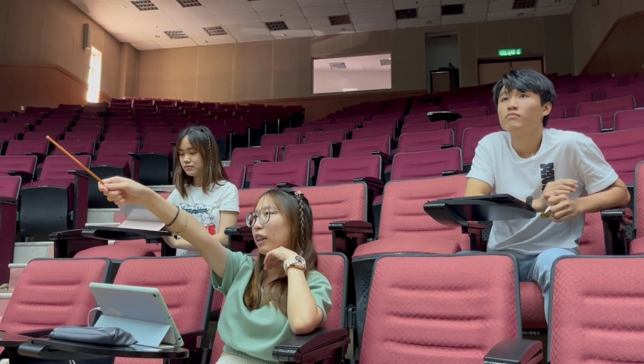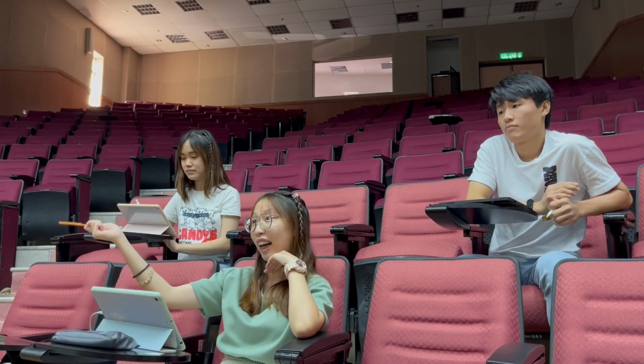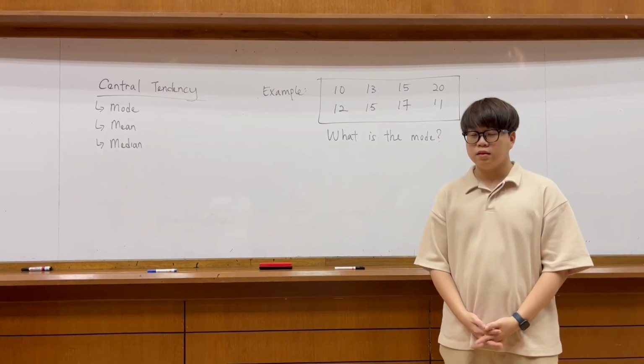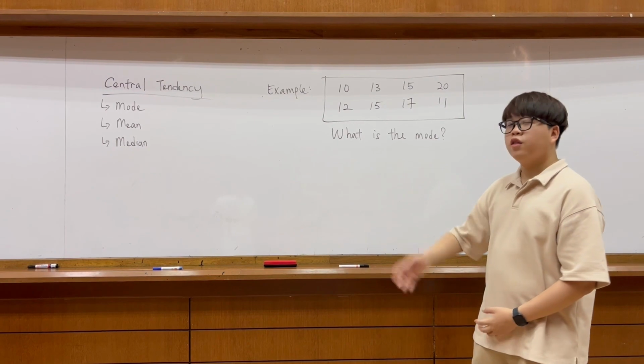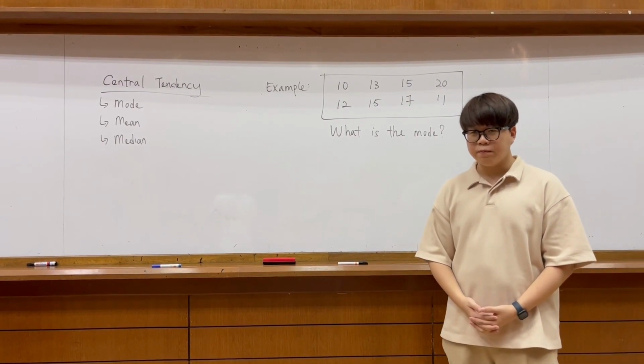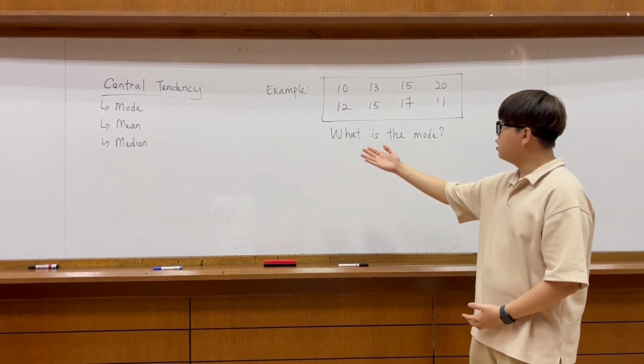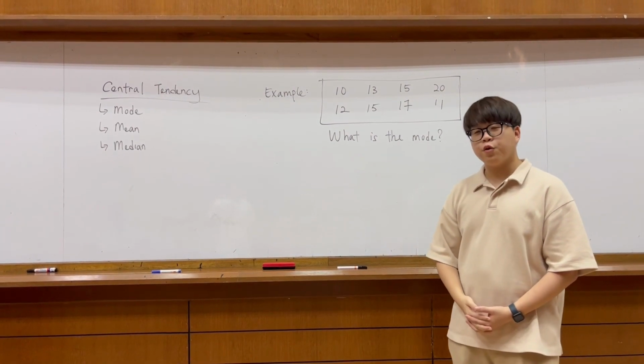Teacher, is 20 the mode of the set of data? No, the mode is the most occurring value in the set of data, not the highest value in the set of data. So in this example, 15 is the mode, not 20.